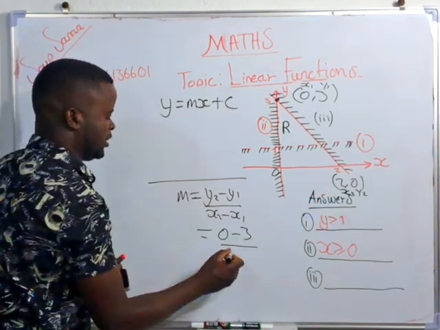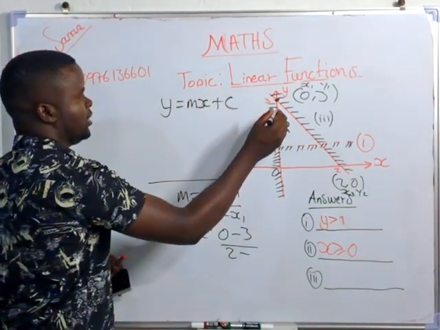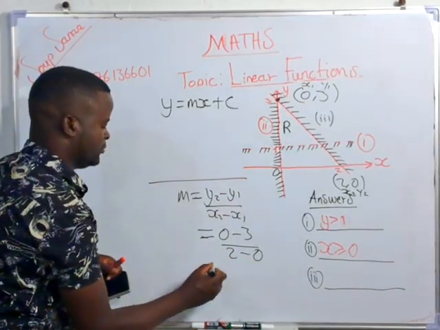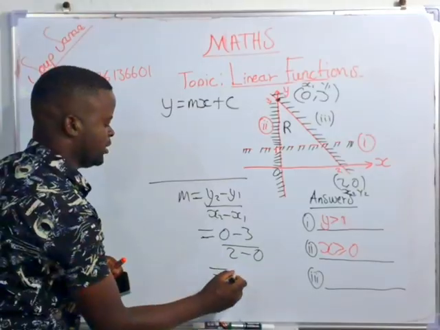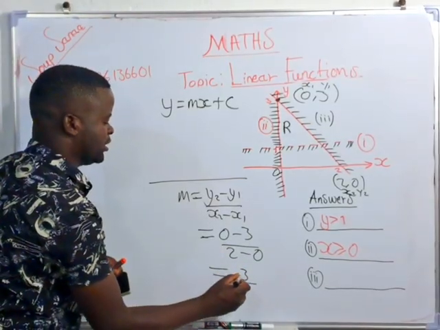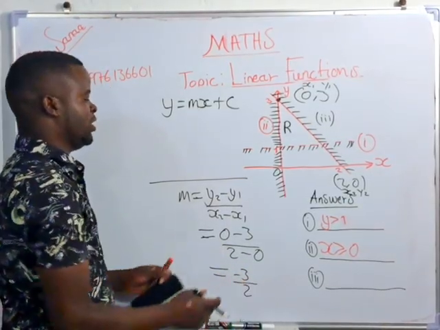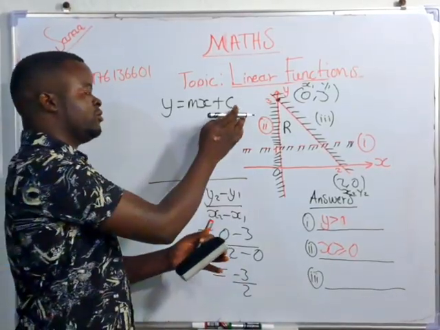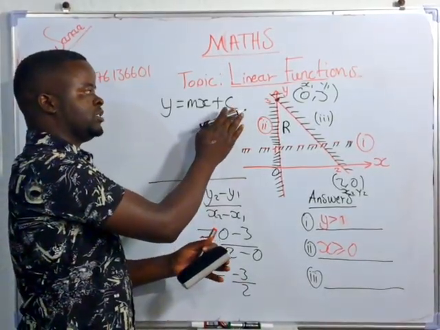Our x2 is a positive 2 minus x1, which is a 0. So we are going to say 0 minus 3 over 2 minus 0. Our gradient is negative 3 over 2. So if the gradient is negative 3 over 2, the next step that we are going to do, we are going to find the value of this constant c.